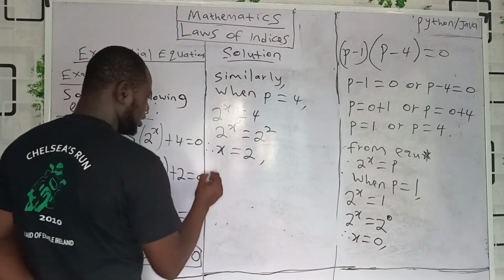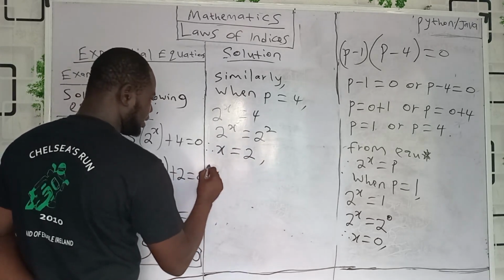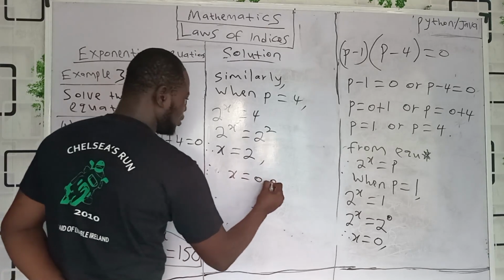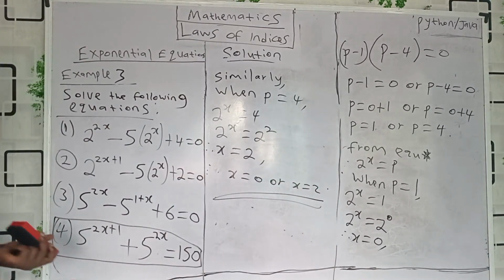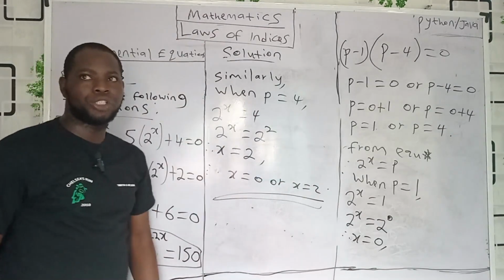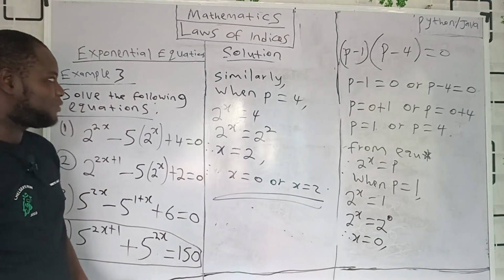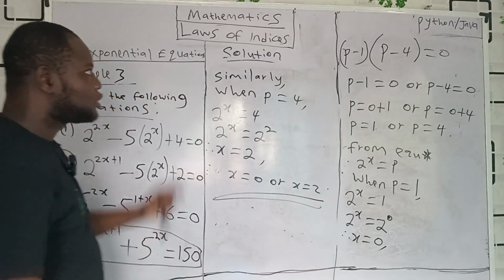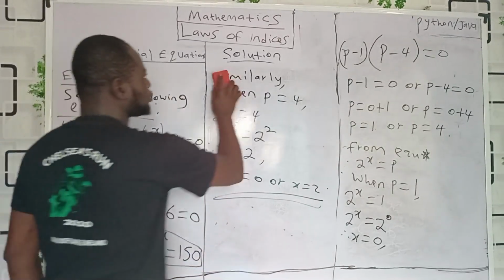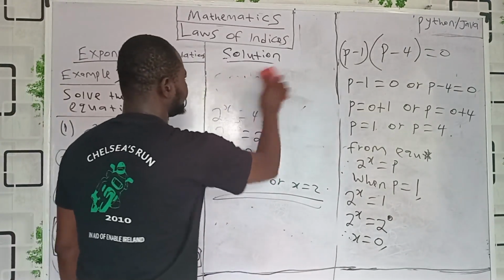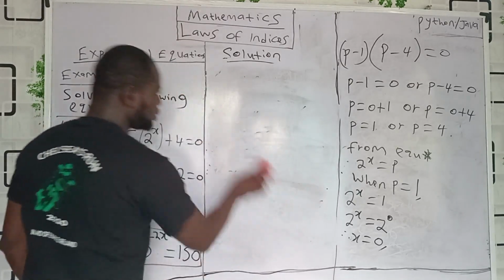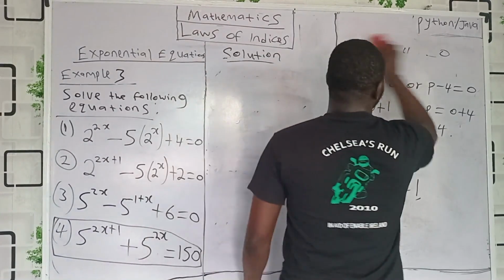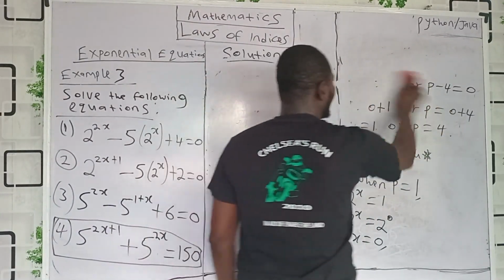In general, therefore, finally, x is equal to 0 or x is equal to 2. So these are the solutions that we have for that equation. Beautiful. Is that lovely? Nice one. So we are through with that. Let's go to the next question. So I hope you are following, everybody.